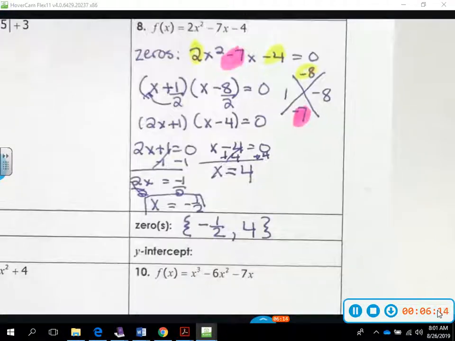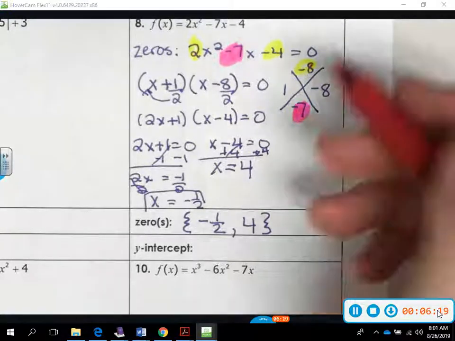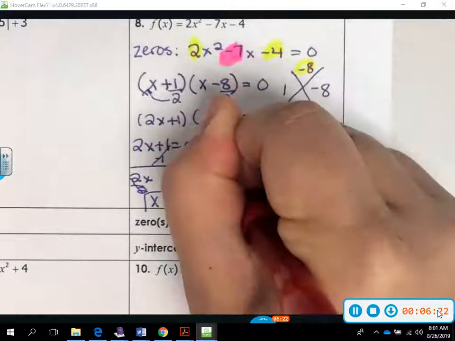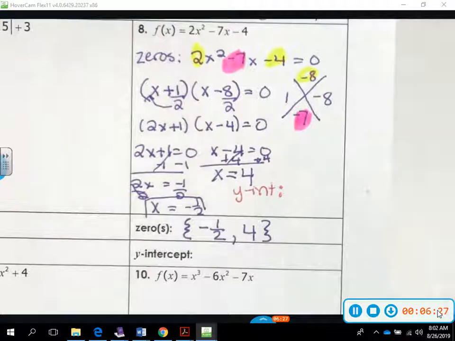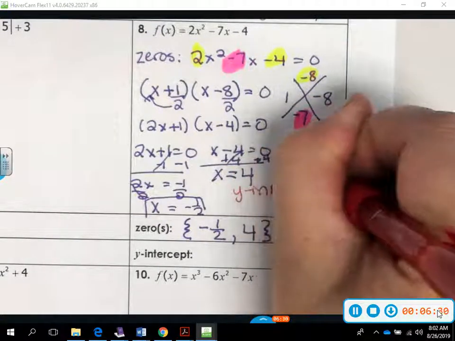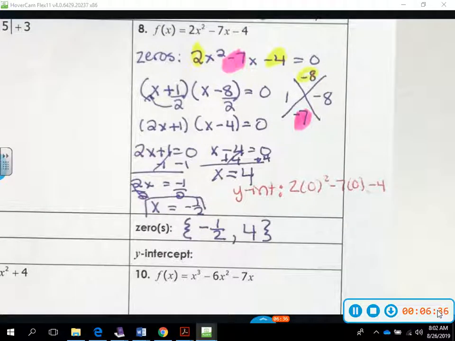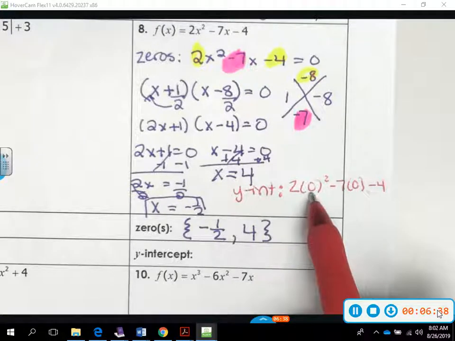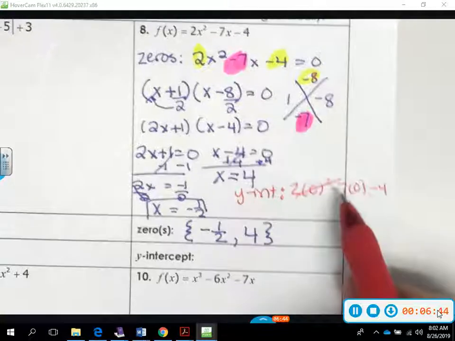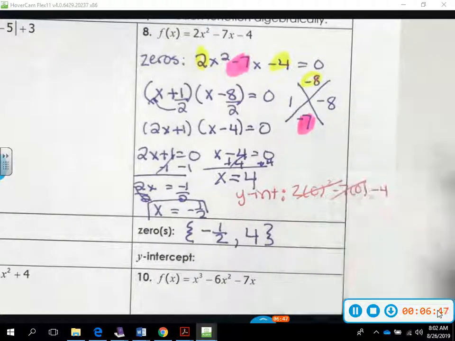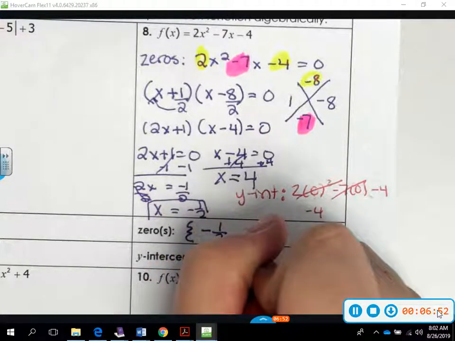So to find the y-intercept, we need to set x equal to 0. This one's very simple. We're going to use this equation, and we're going to put 0 in for x. So it's going to say 2 times 0 squared minus 7 times 0 minus 4. What's 0 squared? 2 times 0 is that's nothing. Minus 7 times 0? So what's left? Yes, negative 4 is all left. So my y-intercept is negative 4.